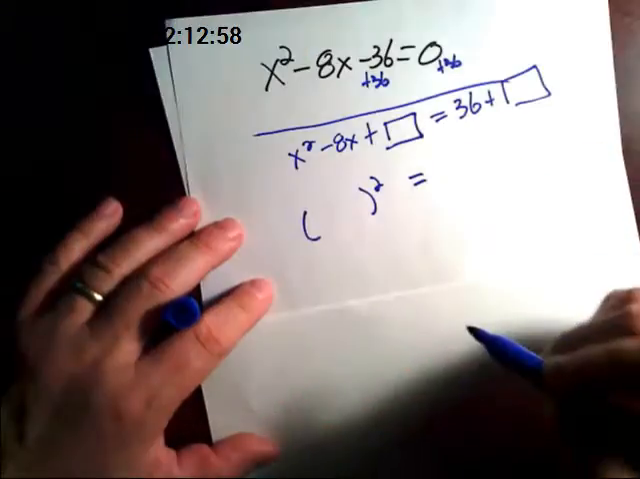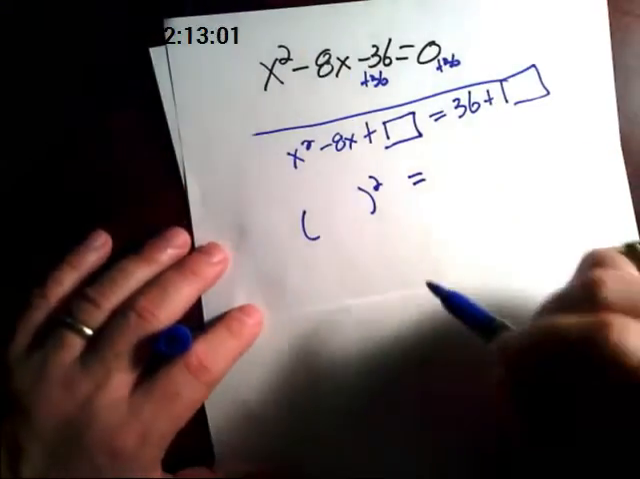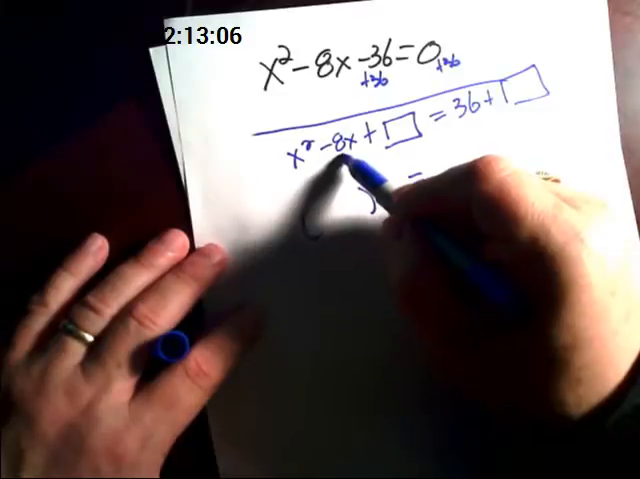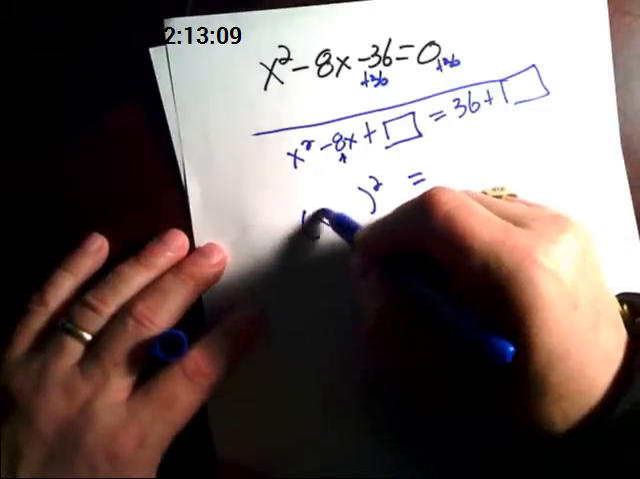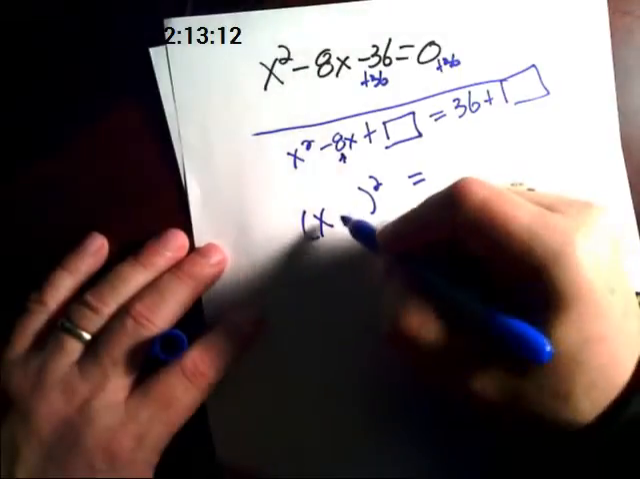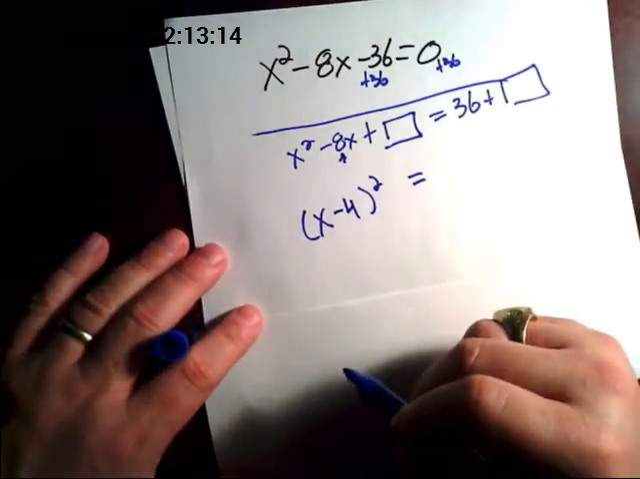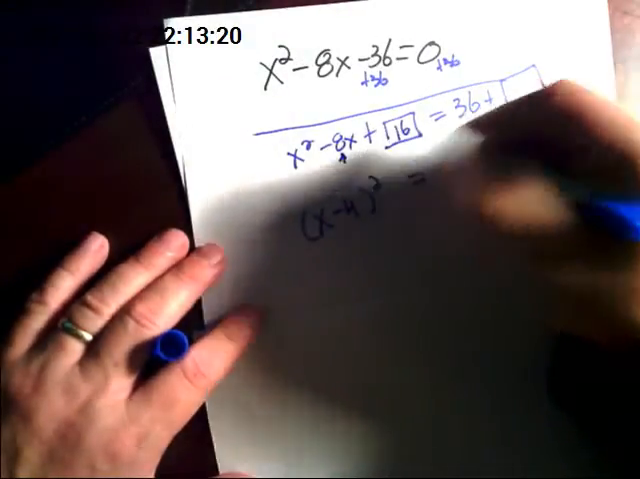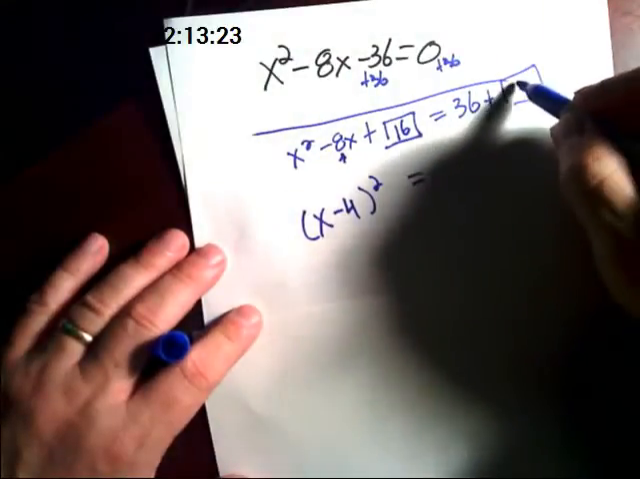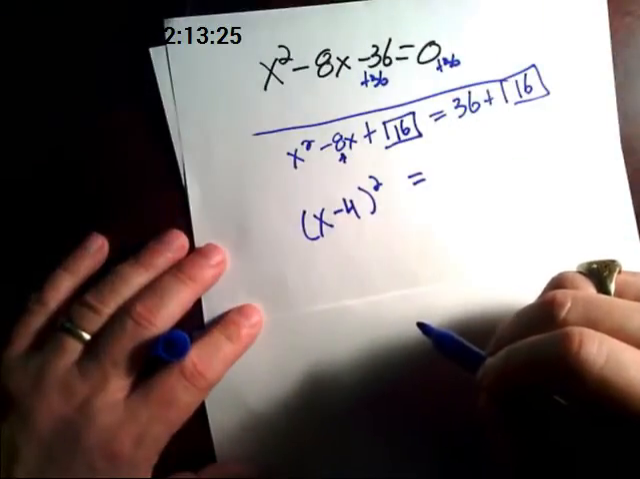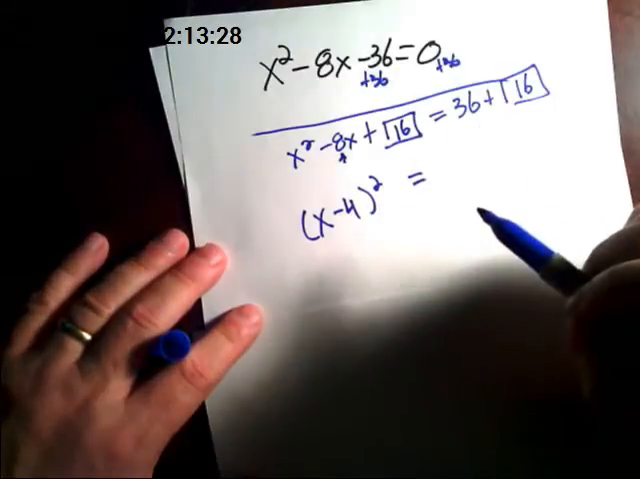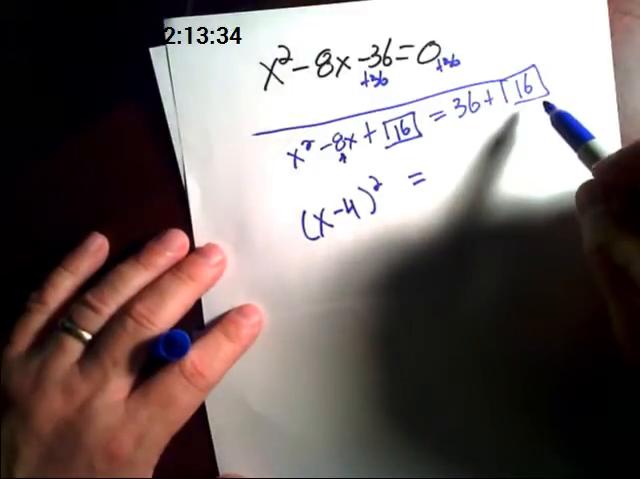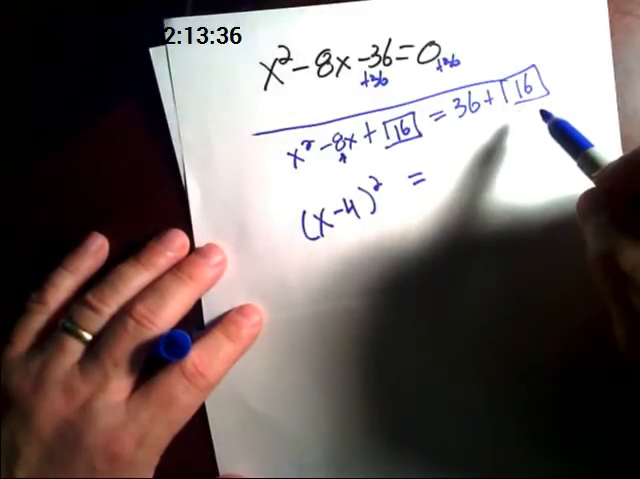So I've just manipulated it. Okay, I'm going to add something to that. And where I find this number that goes down here, I take this number right here and divide it by 2. I take half of it. Well, half of negative 8 is negative 4. I square negative 4. Negative 4 times negative 4 is positive 16. Well, since I added 16 to that side, I have to add 16 to that side to balance it out. Add these together. 36 and 16, 36 and 10 is 46, and 6 is 52.